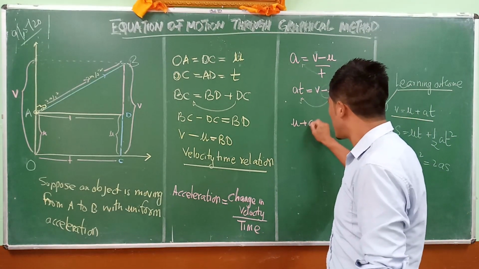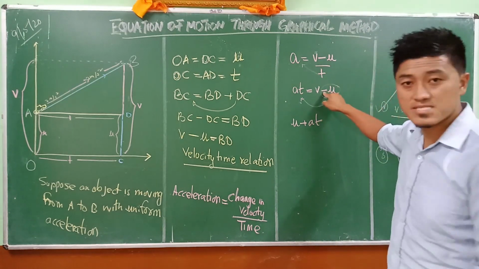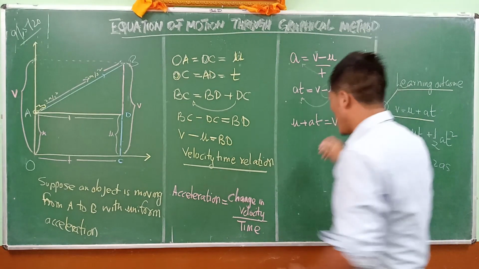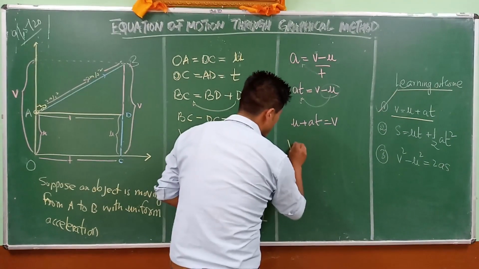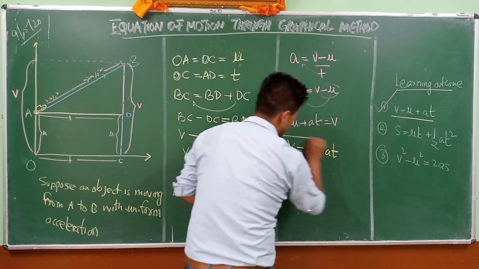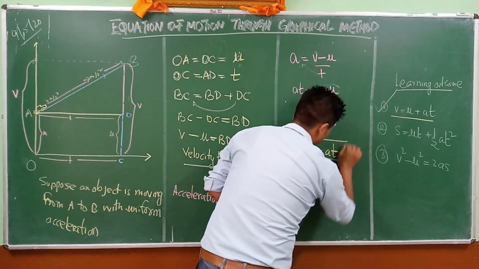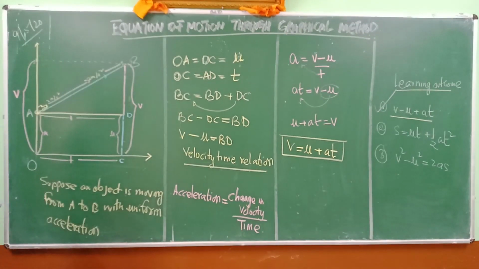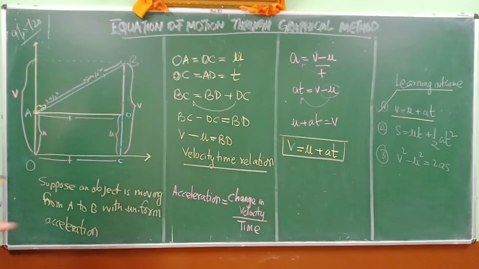U plus at, because this symbol minus is going to change if you move to the opposite side, is equal to v, which we can also write as v is equal to u plus at. This is the first equation of motion, that is v is equal to u plus at. Do you understand? Okay.